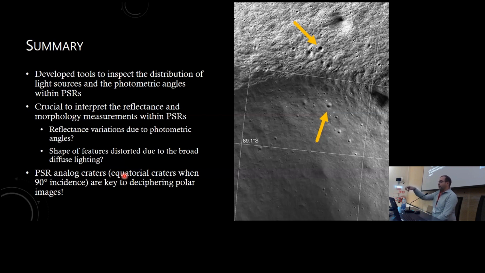For each point on the surface, we need multiple images, as many images as possible under all these different lighting angles, to really build up this library to interpret and analyze each individual feature. And the PSR analog craters that we've been collecting with ShadowCam over the last month or so are really going to help us decipher these polar images.